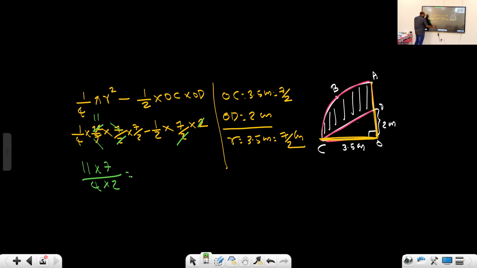7 and this one 3.5 minus 3.5. 77 by 8. How much is 77 by 8? 9.625. Make sure the calculation part is correct or not. 77 by 8, 9.625. Then subtract 3.5. Got it? 9.625 minus 3.5.